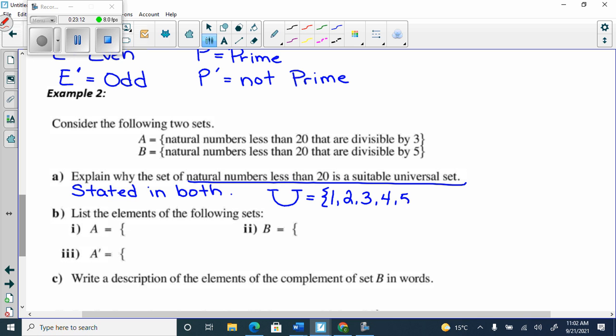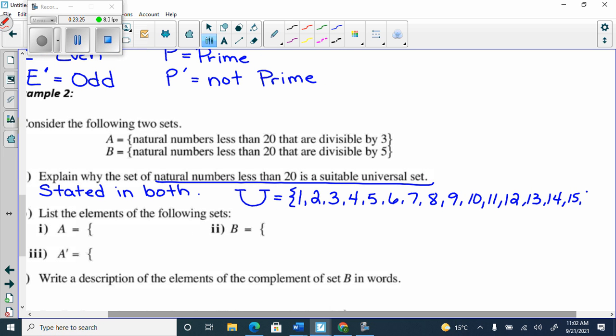4, 5, 6, 7, 8, 9, 10, 11, 12, 13, 14, 15, 16, 17, 18, 19. Now, the people who actually list them all make fewer mistakes. First off, you're right to list them all, and second off, you make fewer mistakes if you don't miss any numbers. Now, for B, it says list the elements in the following set. So I have to list what's in A. A are the ones that are divisible by 3. So what numbers are divisible by 3 in that universal set?